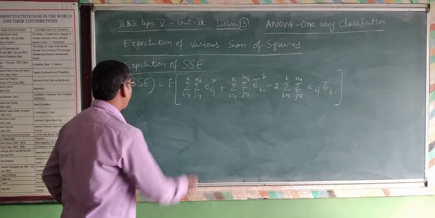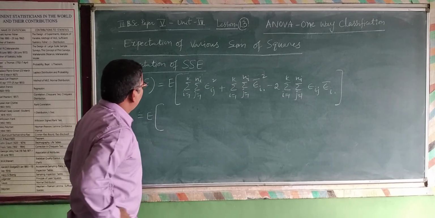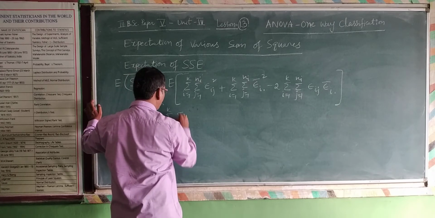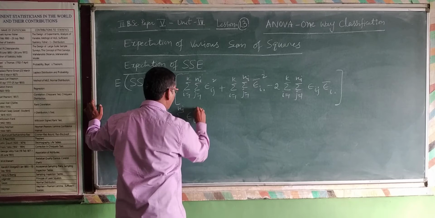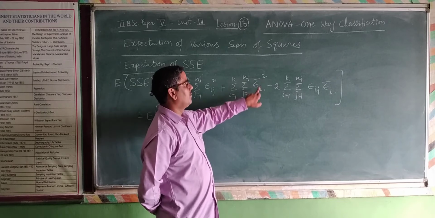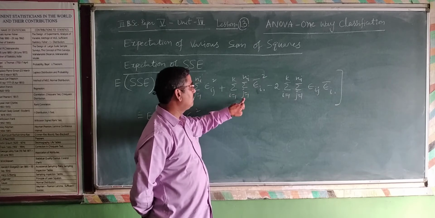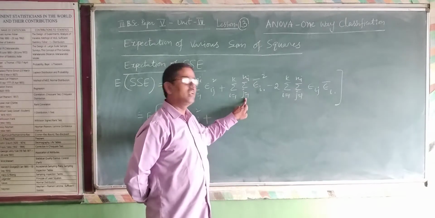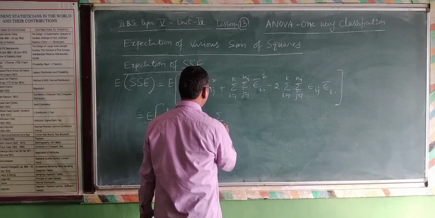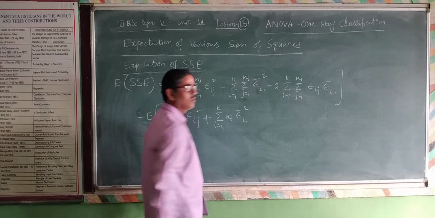Now simplify further, taking the expectations. The first term is the same: summation i equal to 1 to k, summation j equal to 1 to ni, epsilon ij square. Plus, you see here epsilon bar i dot square. This term consists of i, not of j. Hence it is a constant with respect to summation j, so if you take the terms here, there are ni terms. Hence it is summation i equal to 1 to k, ni into epsilon bar i dot square, right?